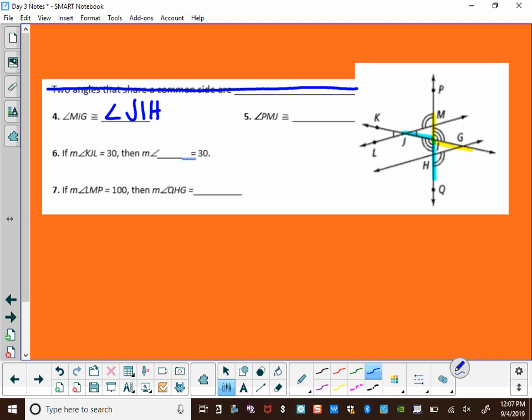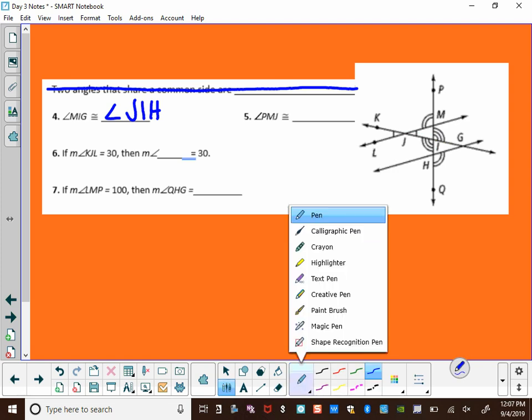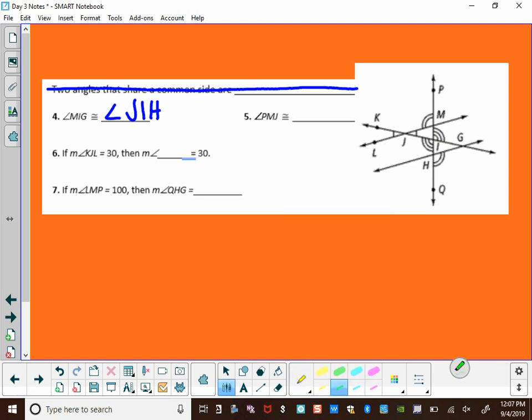Right, on number 5, they're asking you for angle PMJ. So use your finger to figure out P to M to J. Okay, so that angle has 2 arcs. What else has 2 arcs?